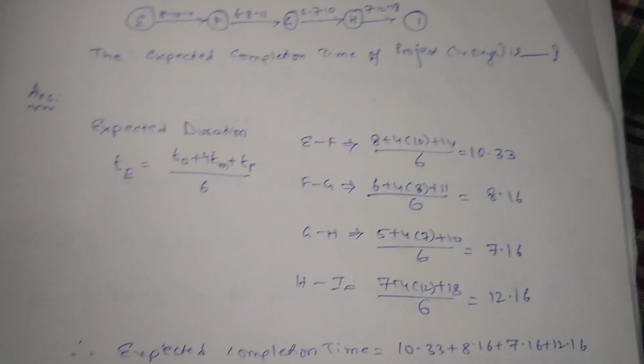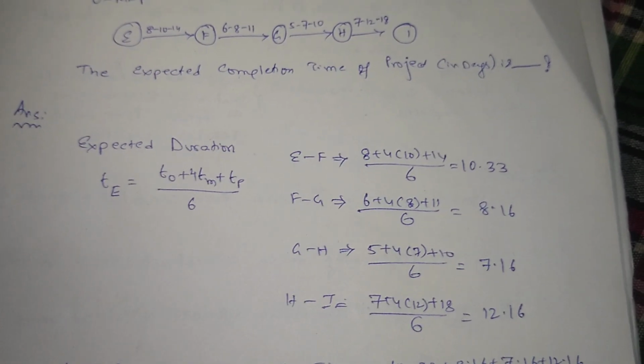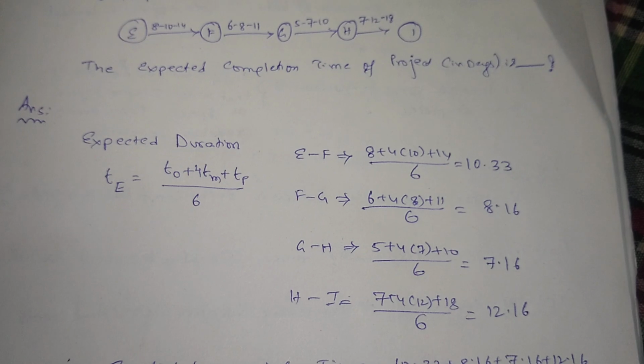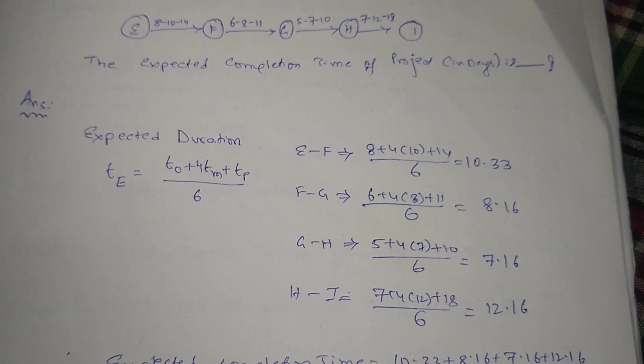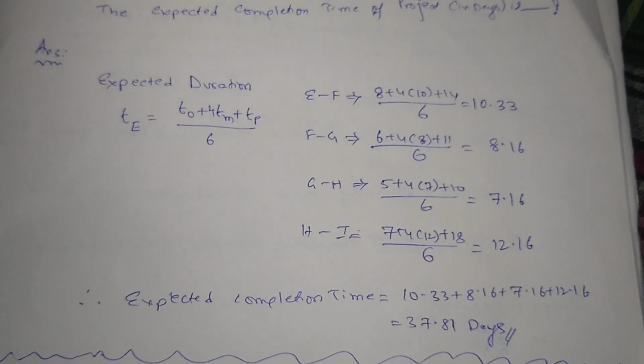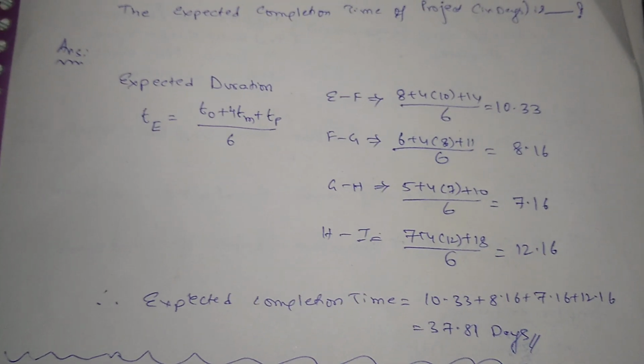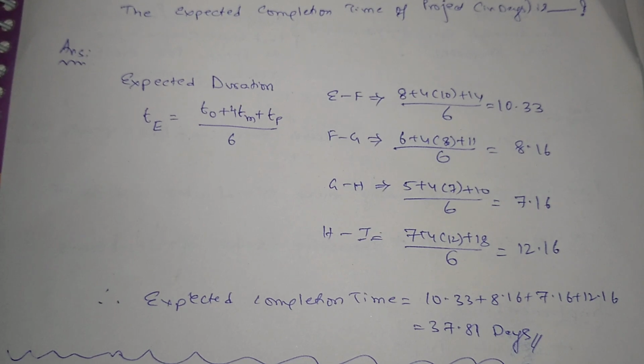So we have to calculate for each event. We can see here E to F takes 10.33 days, F to G takes 8.16 days, G to H takes 7.16 days, and in the same manner, at the end we take the summation of all the days, which results in 37.81 days.